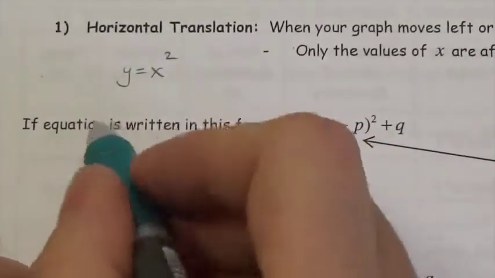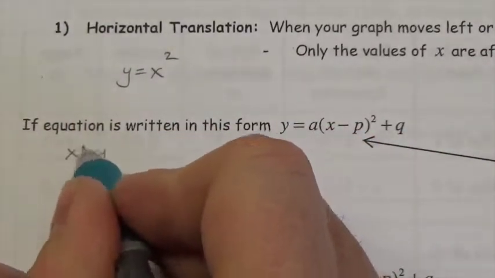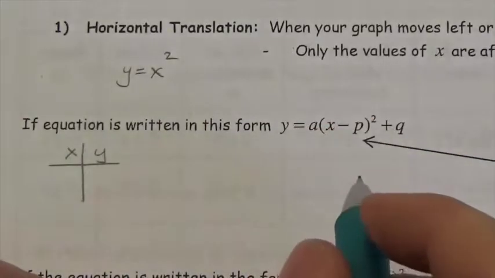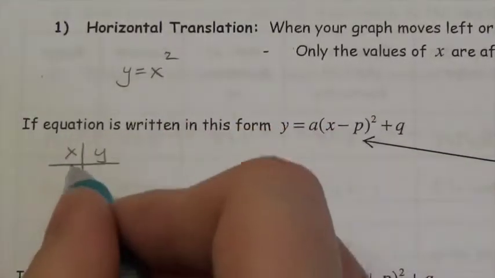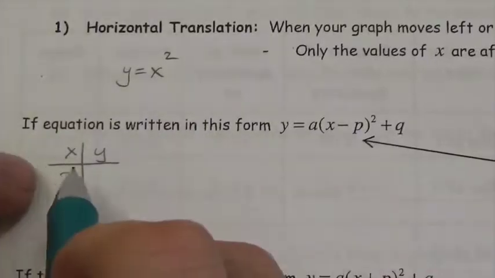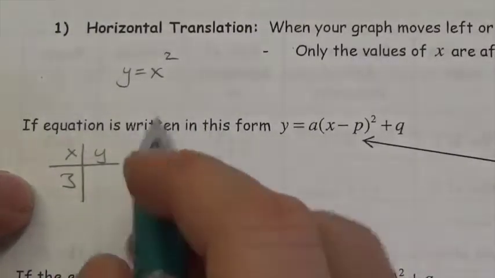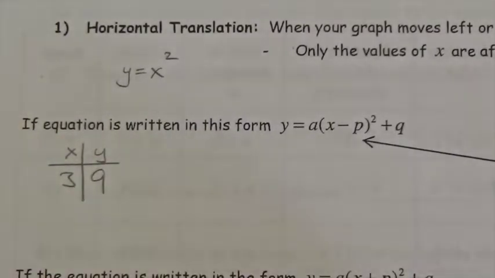Let's say that you had y equals x squared. So I'm going to make my table of values here. Just a very, very simple table of values. In fact, I'm just going to throw one number in there. Let's say I'm going to throw 3 in here. So when I throw 3 in for x, my result is going to be 9.